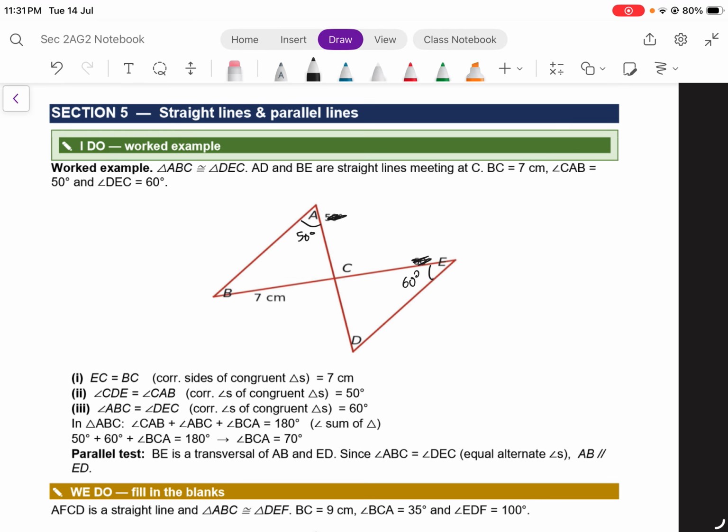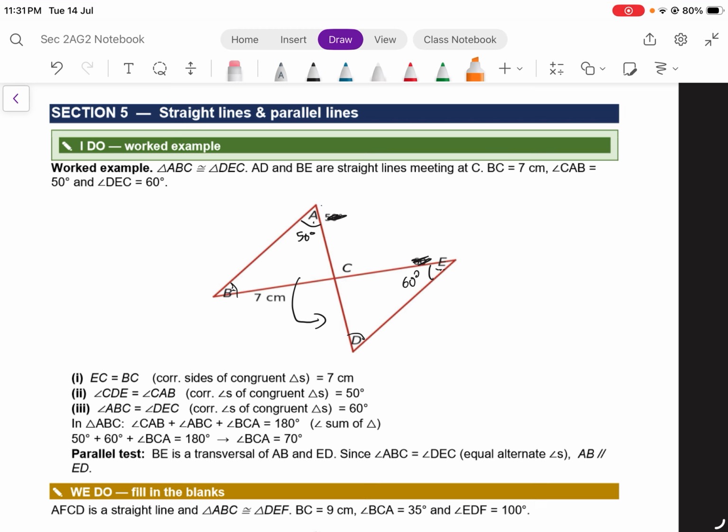Did they say this was parallel? Okay, so angle ABC is equal to DEF. ABC, so this one and this one are reversed. So you take this one, you rotate it upside down, you will get this one. So this means this angle and this angle are the same, right? And this angle and this angle are also the same.